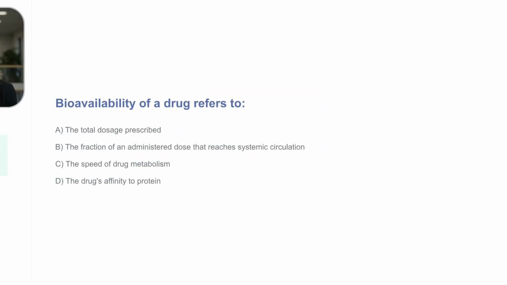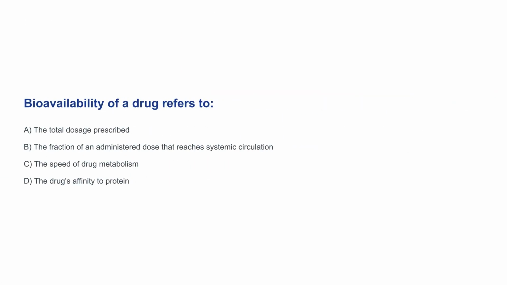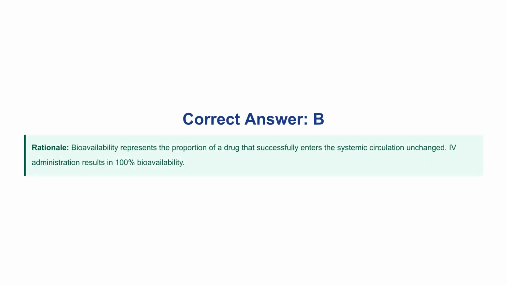nerves and blood vessels. Bioavailability of a drug refers to which of the following? The correct answer is B. Bioavailability is the proportion of a drug that successfully enters the systemic circulation unchanged. IV administration achieves 100% bioavailability.